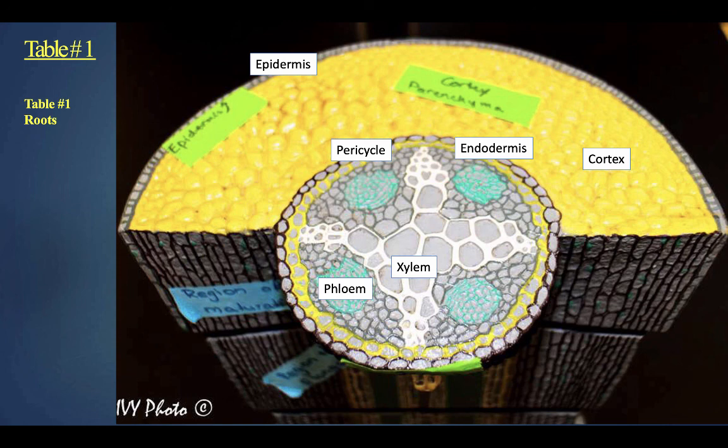And so on here, they're going to ask you, do you see three tissue types in this cross section? So let's have a reminder of what the three tissue types are. They're dermal tissue. So do you see something like the epidermis? Vascular tissue. Do you see the xylem and do you see the phloem? And then ground tissue.